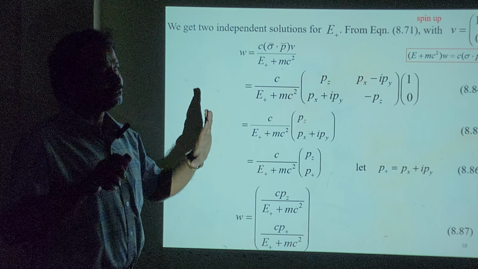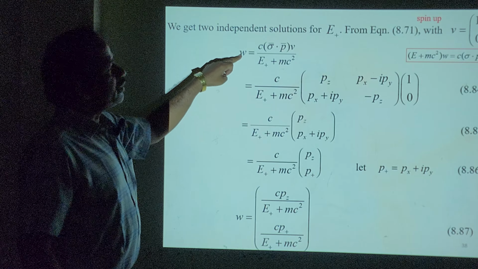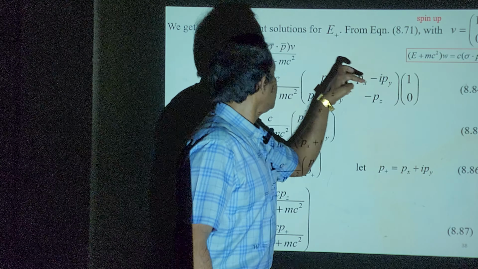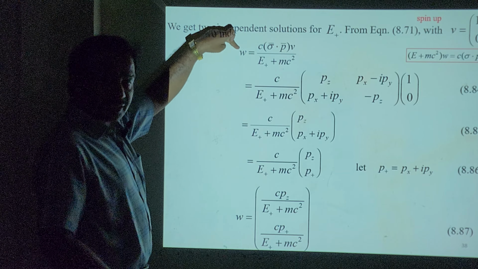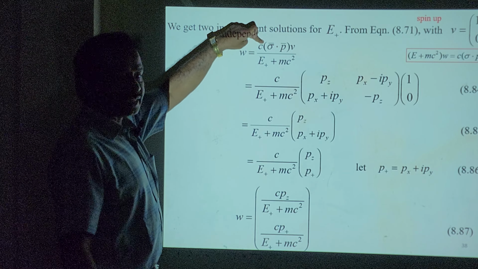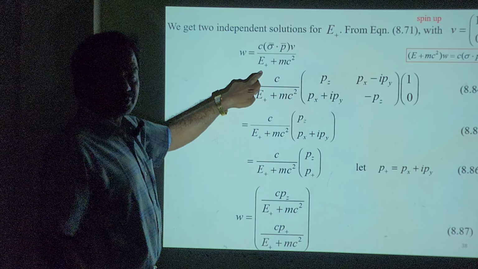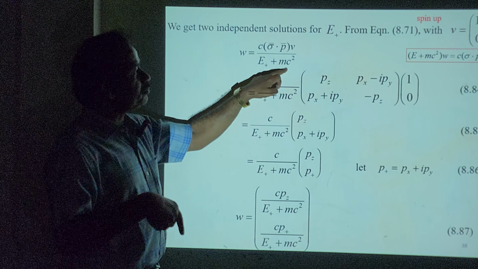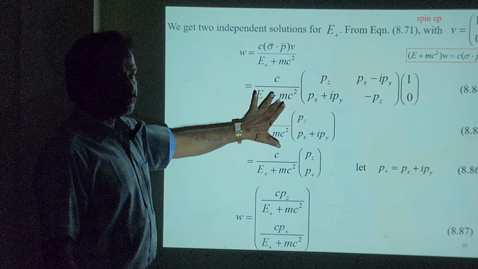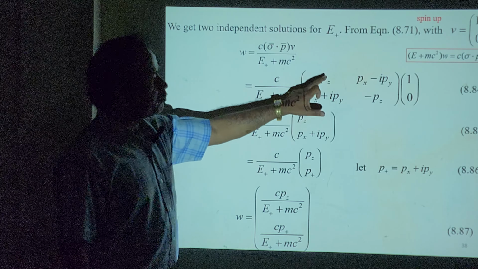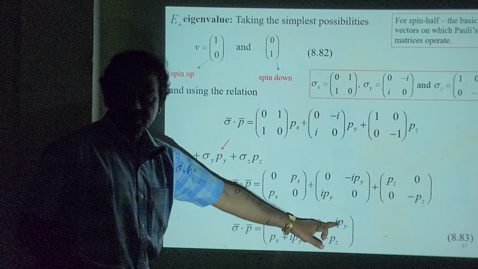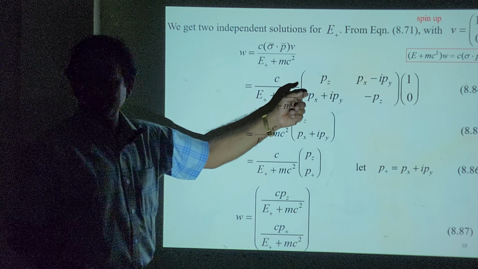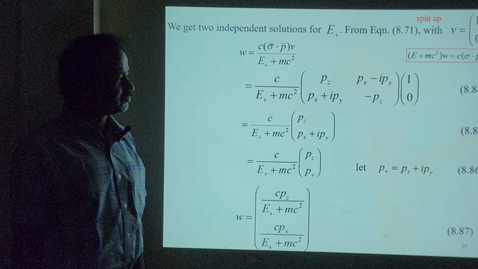The remaining thing you just write as it is. So your W, from E plus mc square W equals C times sigma dot P V, we can write that equation as W equals C times sigma dot P V divided by E plus mc square. So instead of E, I have written E plus. You pull these terms out. Sigma dot P can be written in terms of matrices, so I have written exactly like this. And your V will be 1 0 for the spin up solution.